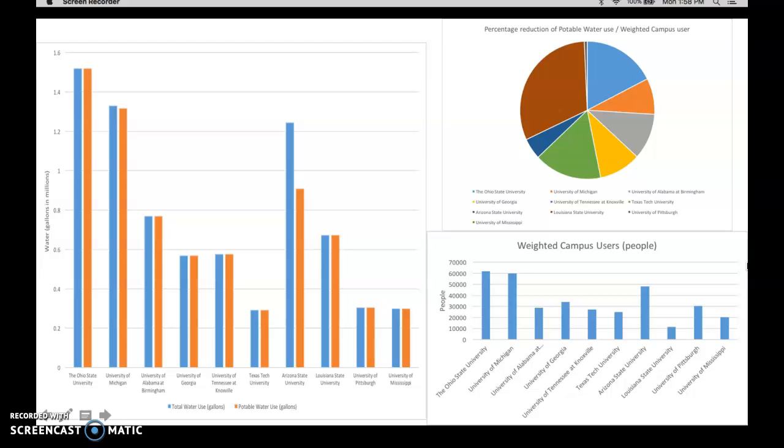We are going to be looking into water use across 10 different institutions, one of them being The Ohio State University. As you can tell, I decided to use three different graphs because I felt as though one did not communicate well enough the different factors that go into calculating risk.